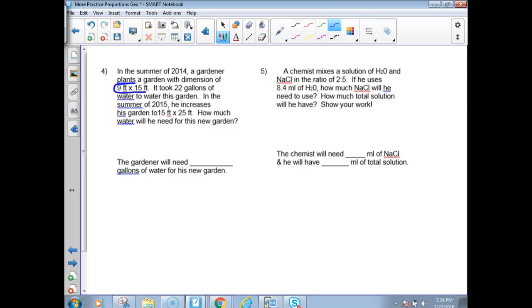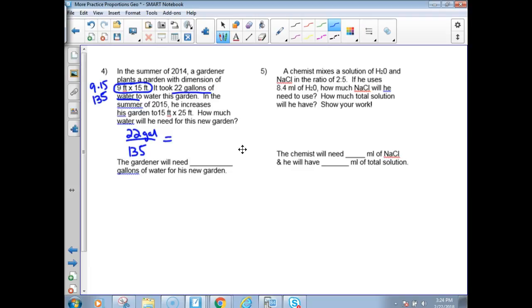Now, these are linear. If you're going to put 22 gallons, you got to water that whole garden, right? So you're watering the area. Do you know how to get the area of a garden that's 9 by 15? What do you do with those numbers? You multiply them just like it says. So let's do it. 9 times 15. What's that? Okay. All right. So it took 22 gallons to cover that 135 square feet. 22 gallons to put on the 135 square feet.